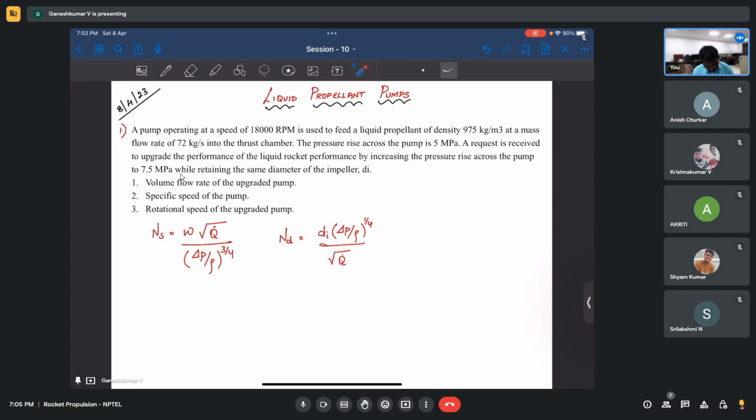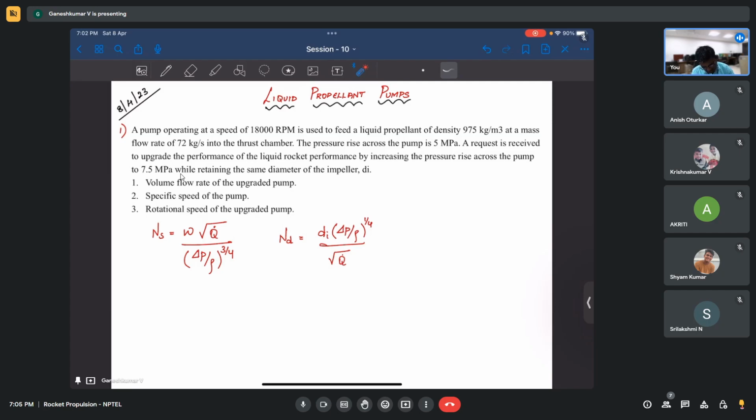Okay, so we have three questions to answer. One is the volume flow rate of the upgraded pump. So when you increase the pressure across the pump, what happens to the volume flow rate or the mass flow rate? Is it remaining the same? What is the upgraded version of it? And the specific speed of the pump, for which we know the formula, we just need to find it, and the rotational speed of the upgraded pump. So what should be my rpm if I want to have a 7.5 megapascal pressure rise? Okay, so this is what this question says.